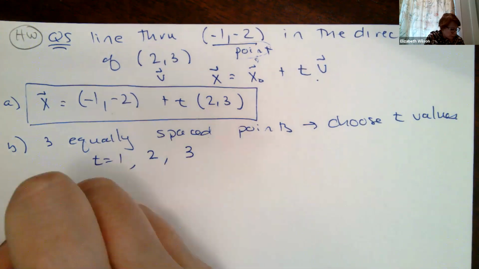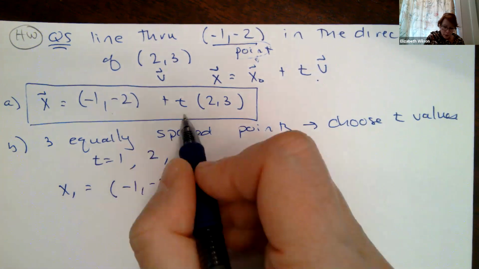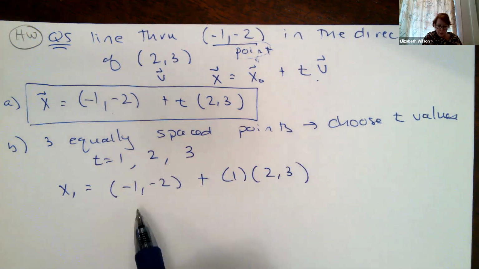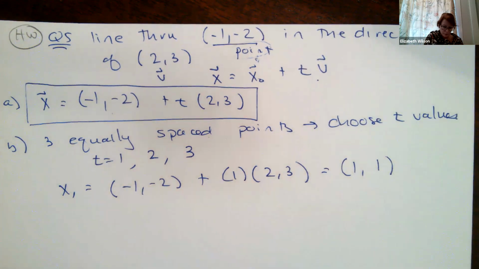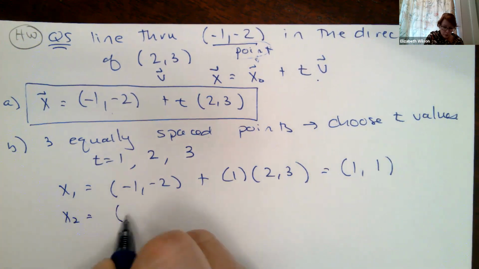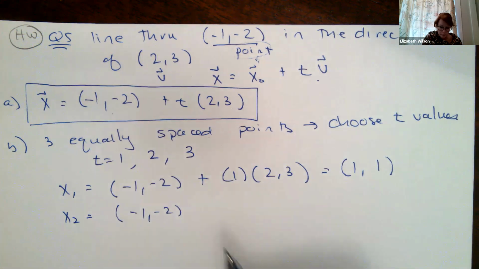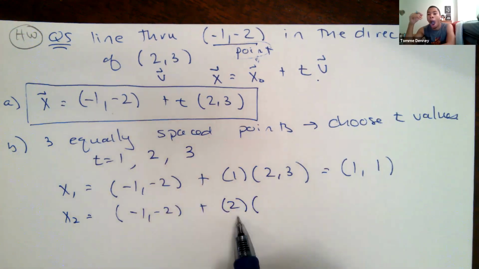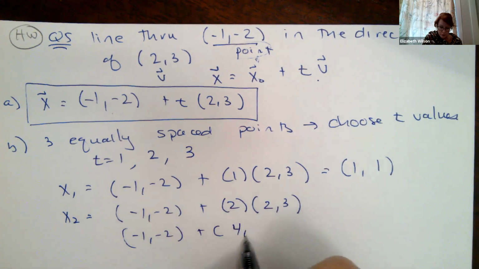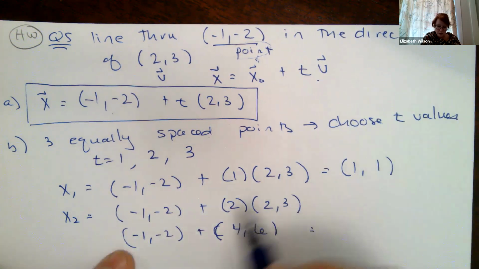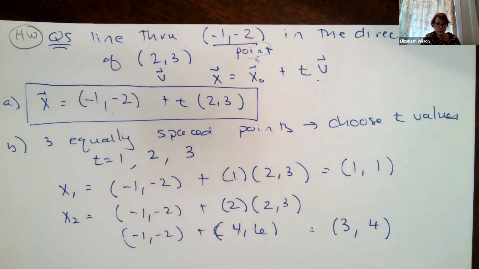So my first point, x1, is going to look like (-1, -2) plus t equals 1, 1 times (2, 3). So -1 plus 2 is equal to 1, and -2 plus 3 is equal to 1. That's my first point. My next point is going to be (-1, -2), see how I'm using my vector equation for the line, substituting in t to get these points, plus my next t value, which is 2, times my vector. So this is (-1, -2) plus (4, 6). And that point is -1 plus 4 is 3, and -2 plus 6 is 4. See how we're doing that?